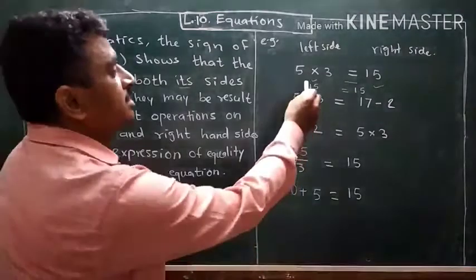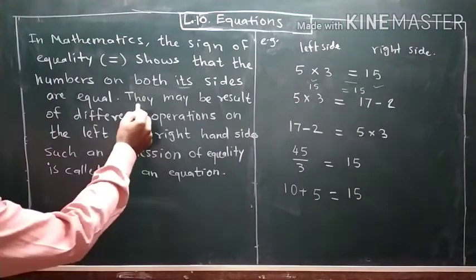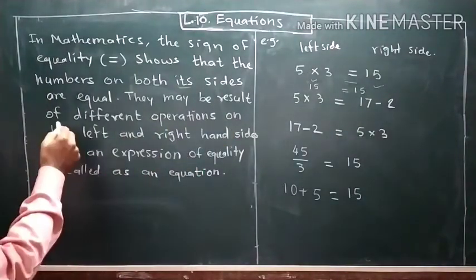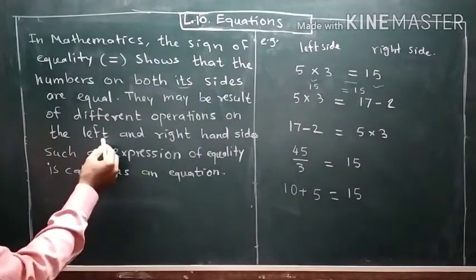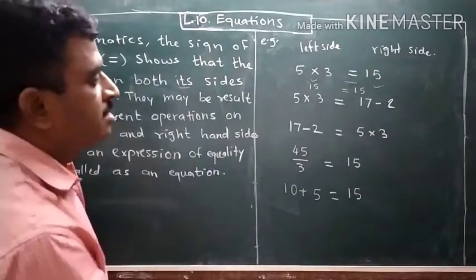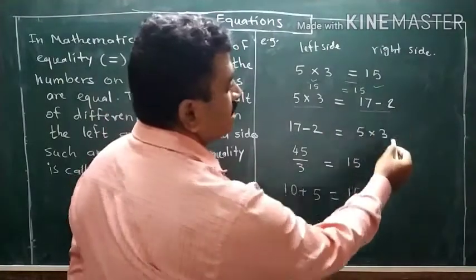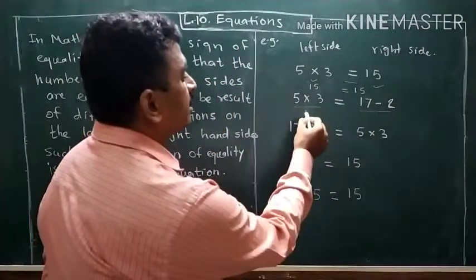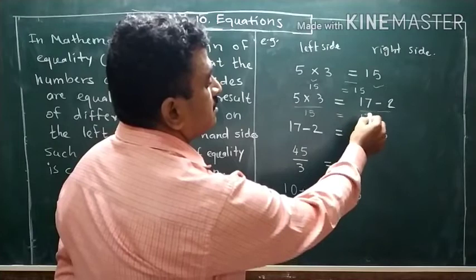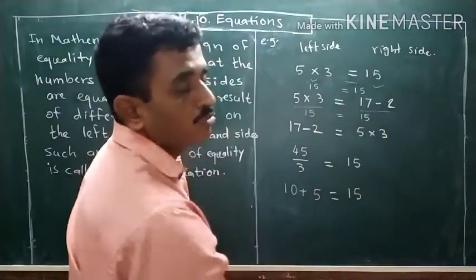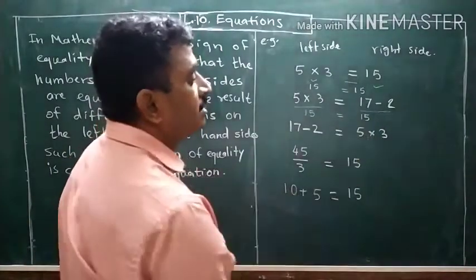The numbers they have are equal, or they may be the result of different operations on the left and right hand sides. So these are the different operations. Here is a multiplication operation, here a subtraction operation. When we do this multiplication operation, we get 15 over here. When we do 17 minus 2, we get 15 over here. So both the numbers are equal.